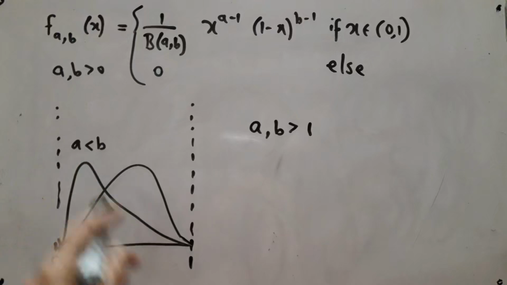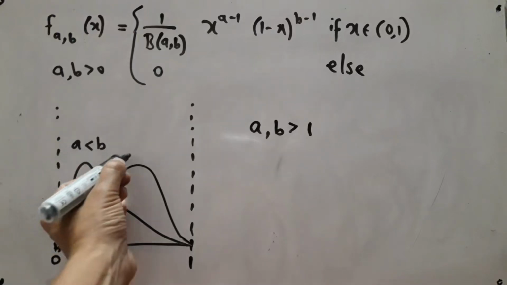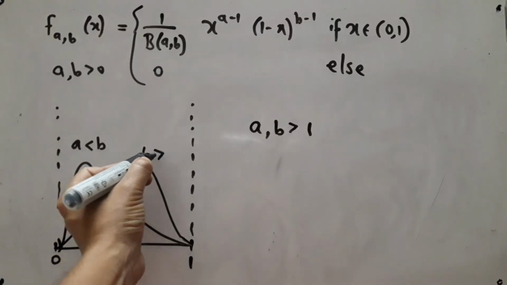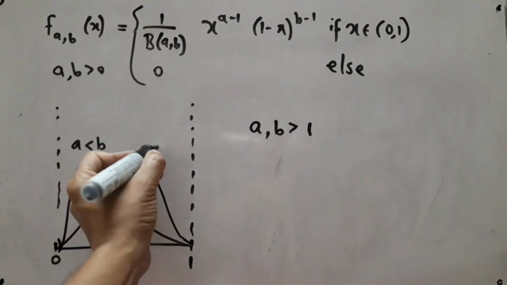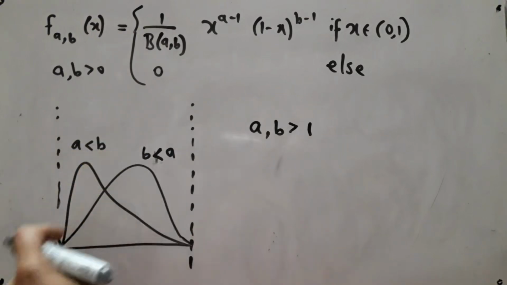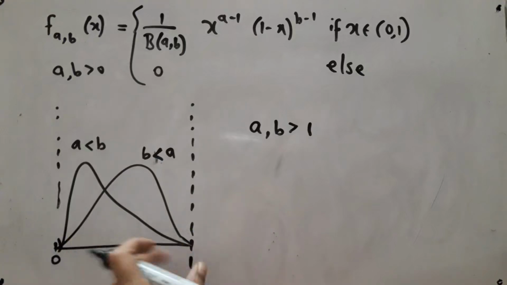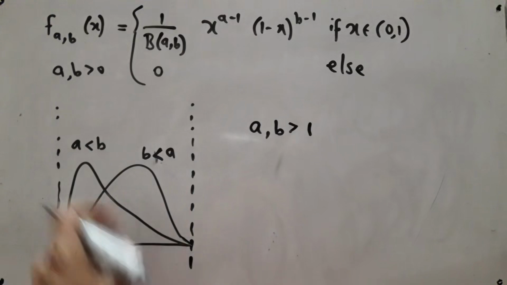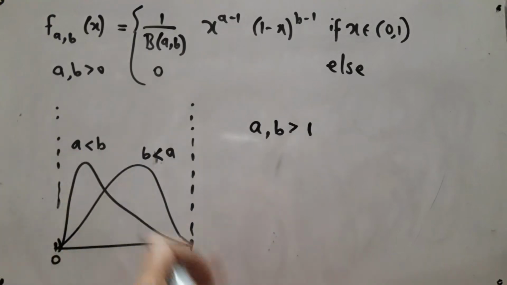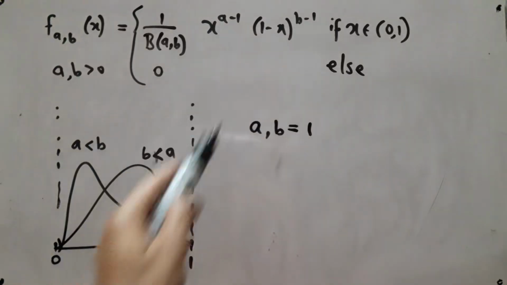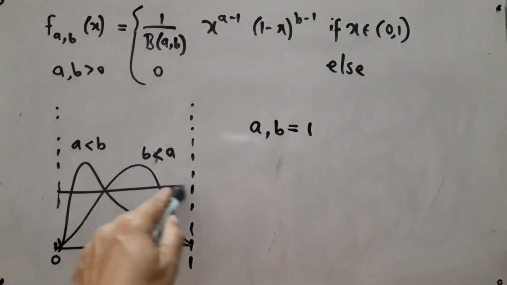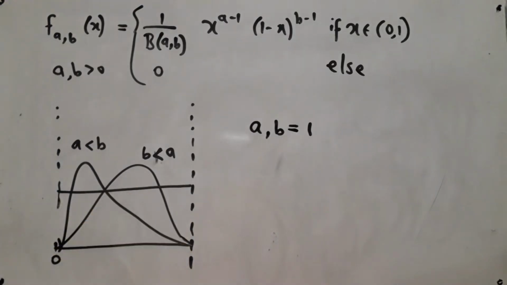If a is less than b, then it will behave like this, and if b is less than a, then it will look like this, that is, it will come closer towards 1, and here it will come closer towards 0. If b is equal to a, it will be perfectly symmetric. If a and b are both equal to 1, then you can easily see that this is just a constant function, so it will be just the uniform 0, 1 distribution.